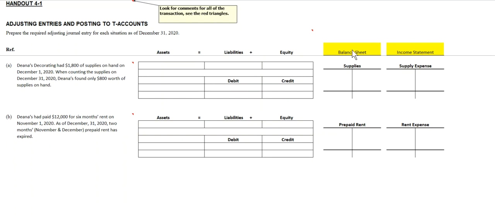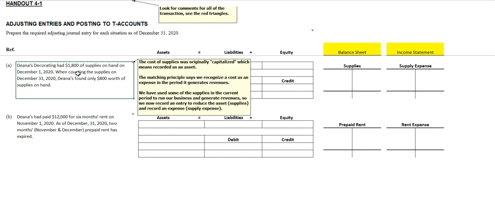Before we do that, though, recall that adjusting journal entries always involve what? One balance sheet account and one income statement account. All right, transaction A. Dina's decorating had $1,800 of supplies on hand on December 31st, 2020. And when counting the supplies on December 31st, Dina found that she only had $800 worth of supplies on hand.